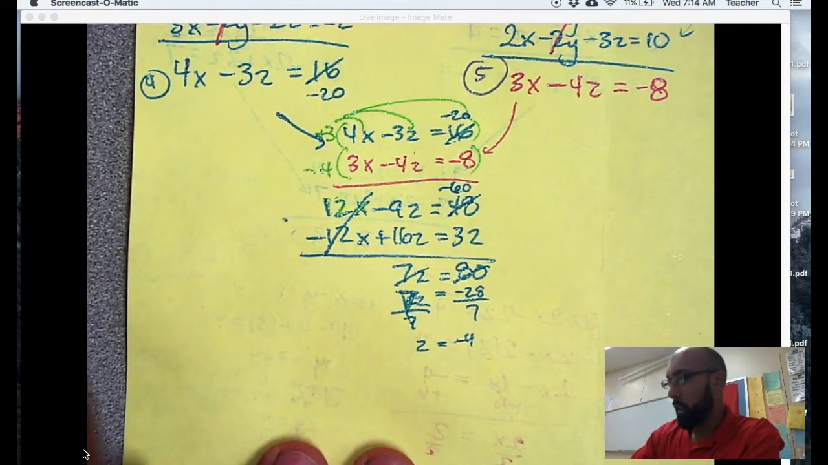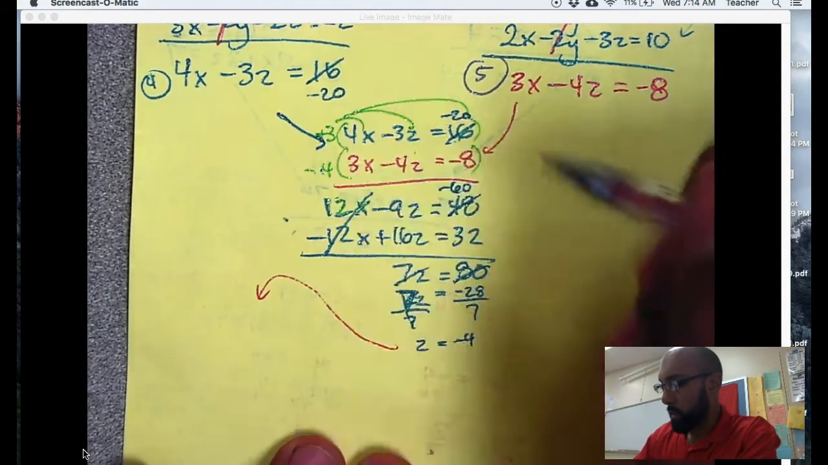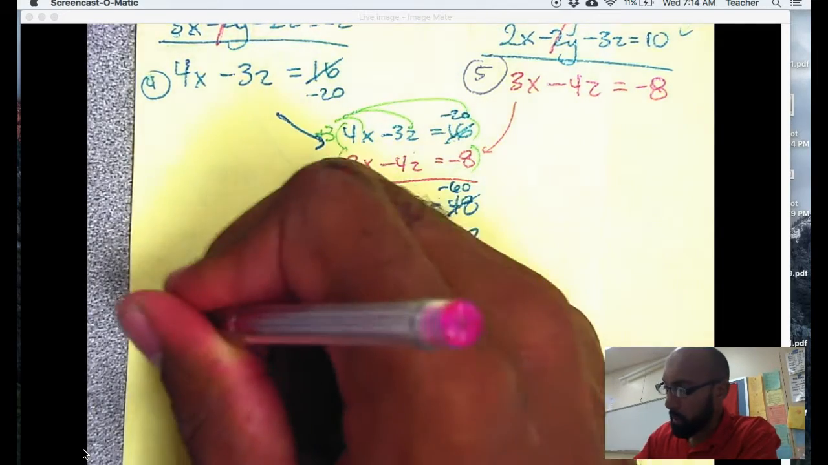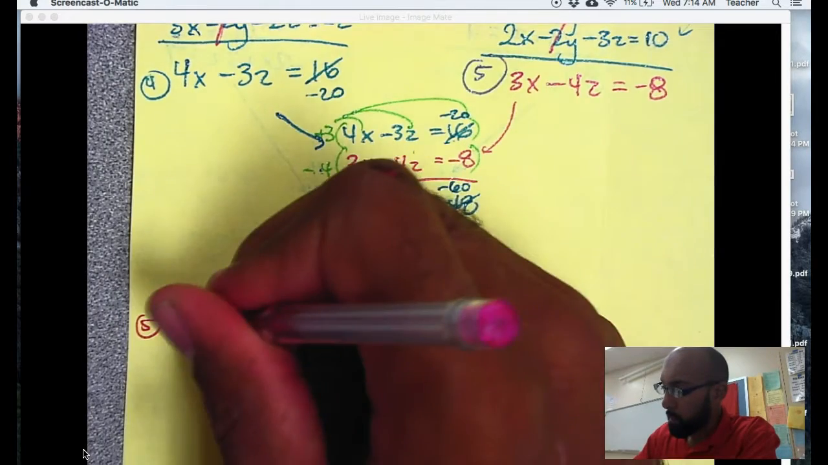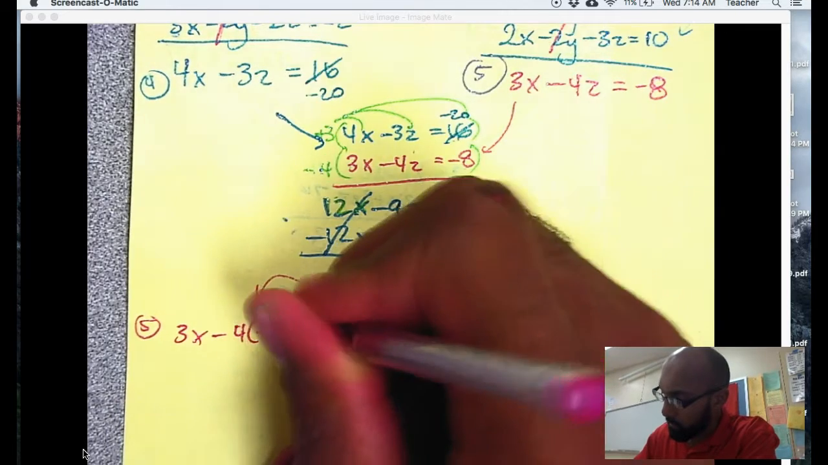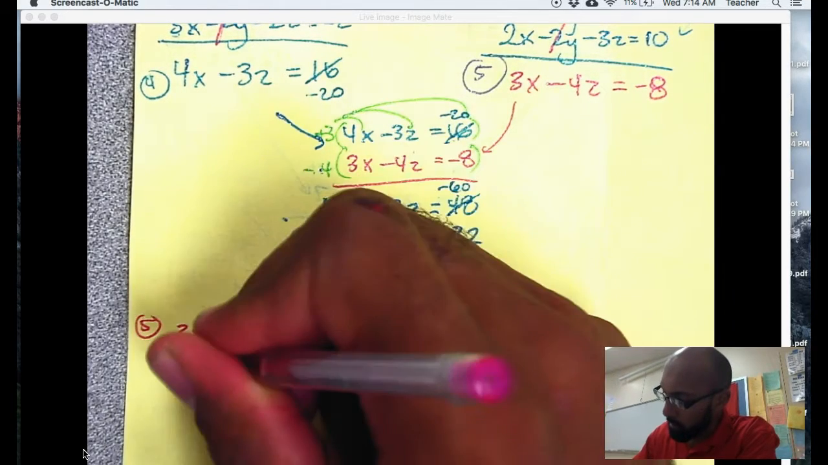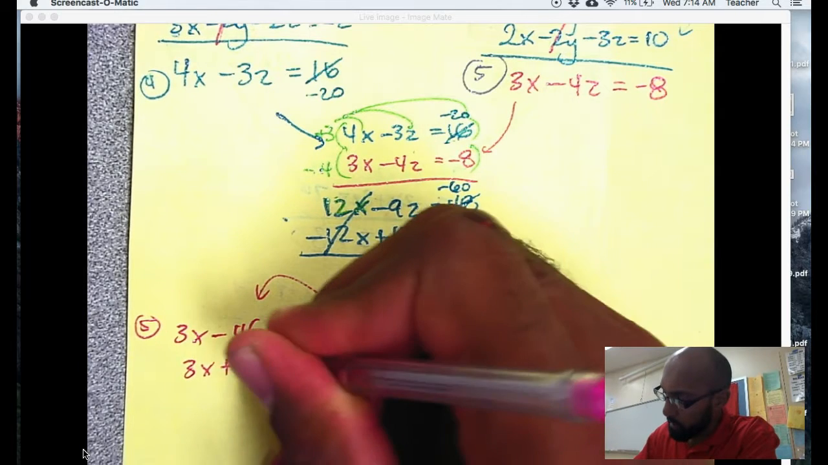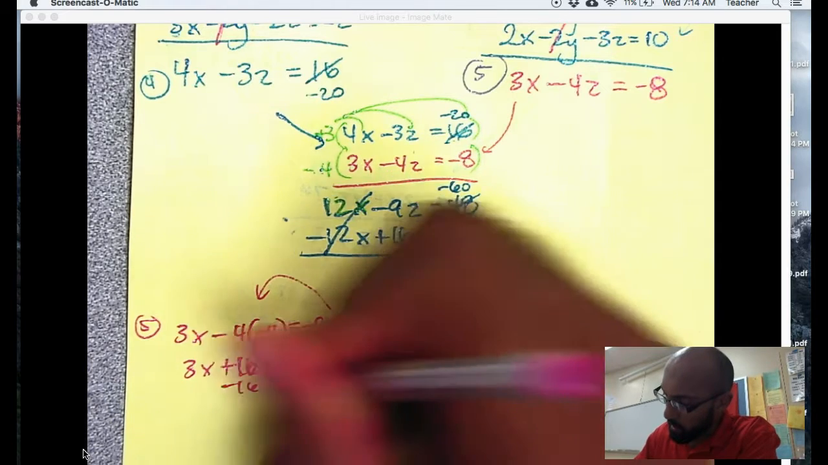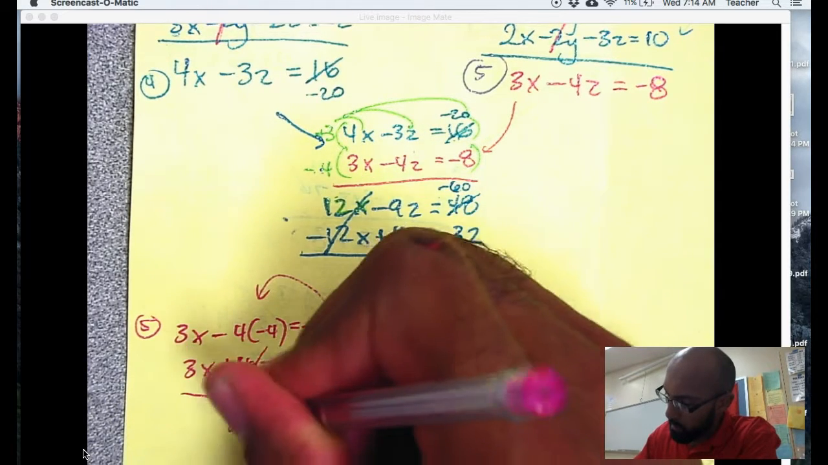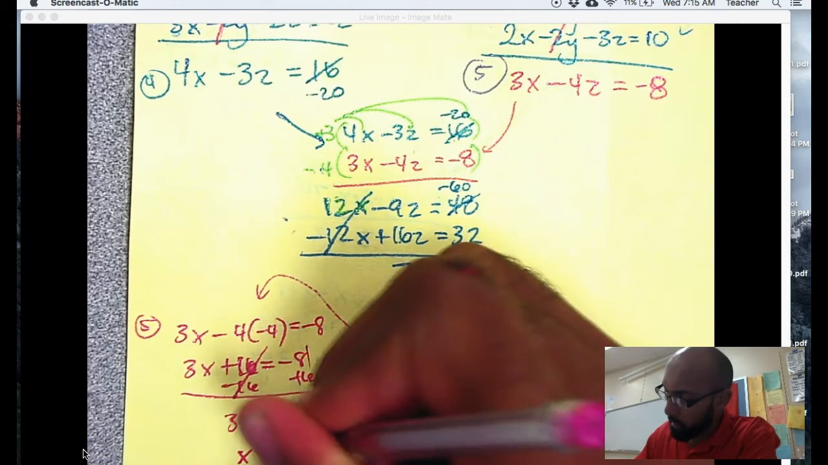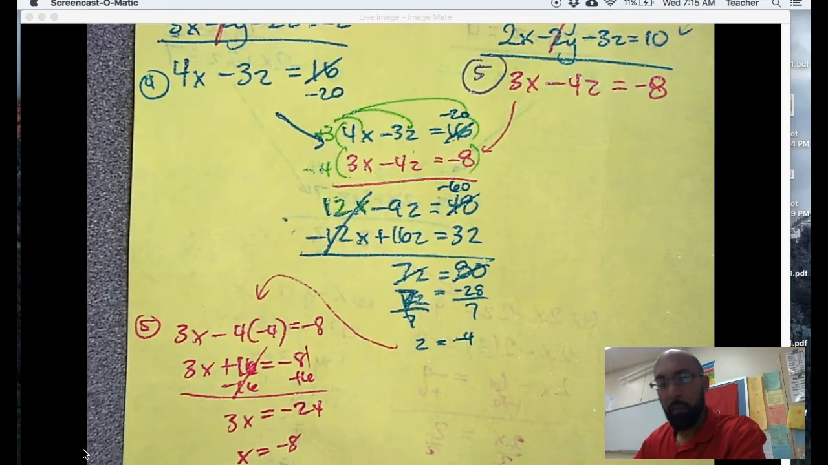Then I'm going to have to, again, take that and plug it into either 4 or 5. And so I'll go ahead and choose, let's say, number 5 this time. All right, so number 5, I'm going to plug that into the z: times -4 equals -8, 3x plus 16. Okay, then subtract 16 both sides. Okay, then we'll get -24. Divide by 3, I get -8. There's my first two variables.